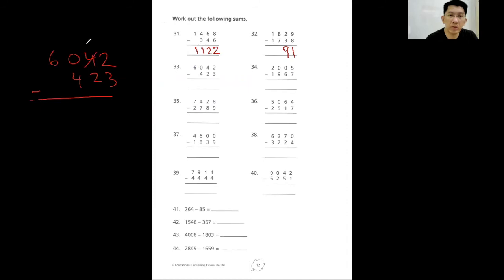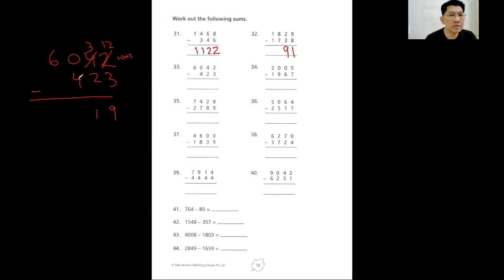4, can I take 1 from you? Okay. That leaves you 3. And now 2, because you borrow 1, means you give 10. Sorry, you give 10 to 2. So that's 12 here now. When you borrow 1, means you give 10. 12 minus 3 is 9. Okay. 3 minus 2 is 1.